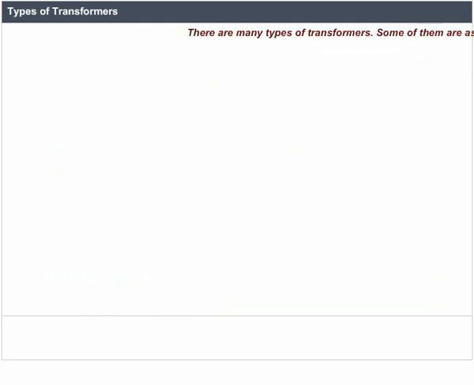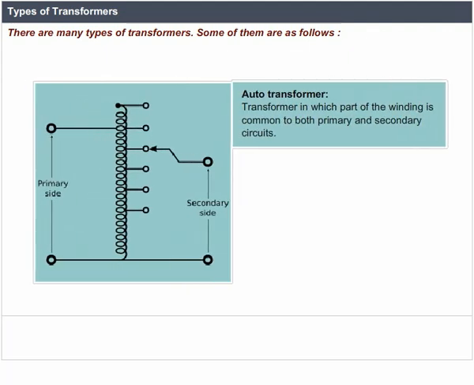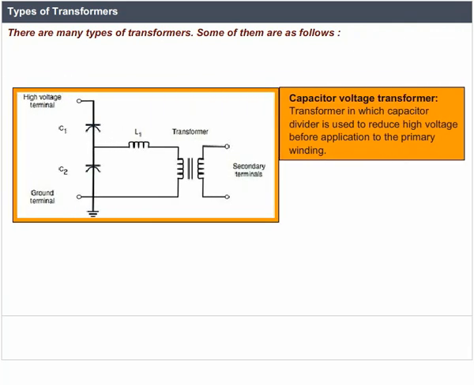Types of transformers. There are many types of transformers. Some of them are as follows. Autotransformer: a transformer in which part of the winding is common to both primary and secondary circuits. Capacitor voltage transformer: a transformer in which a capacitor divider is used to reduce high voltage before application to the primary winding.